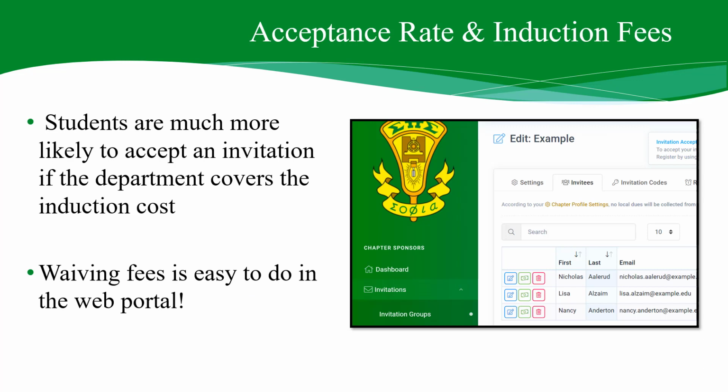So a quick note, acceptance rate and induction fees. Students are much more likely to accept an invitation if you cover the induction cost, and waiving fees is really easy to do in the web portal. So if you go to your invitation groups and go to your invitees tab, you can click this little green $ sign and it will waive the induction fees, and it will also send the student an email with an access code so they can accept the invitation.